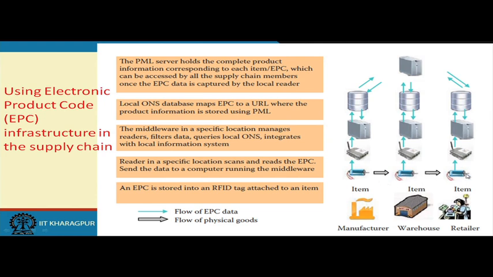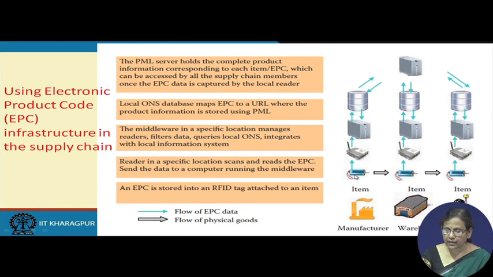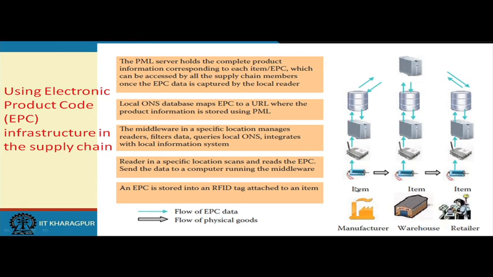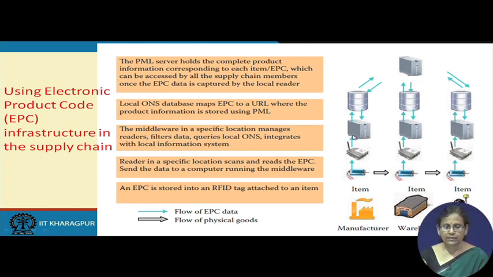So, when the product flows in the supply chain along with the tag, the information which is contained within the tag needs to be uniquely identified by everybody. So, therefore, the information within the tag is read by the reader, it is filtered by your middleware, it is stored in an object named server which maps this code to the details of the product associated with the code, and these details are stored somewhere in the internet.